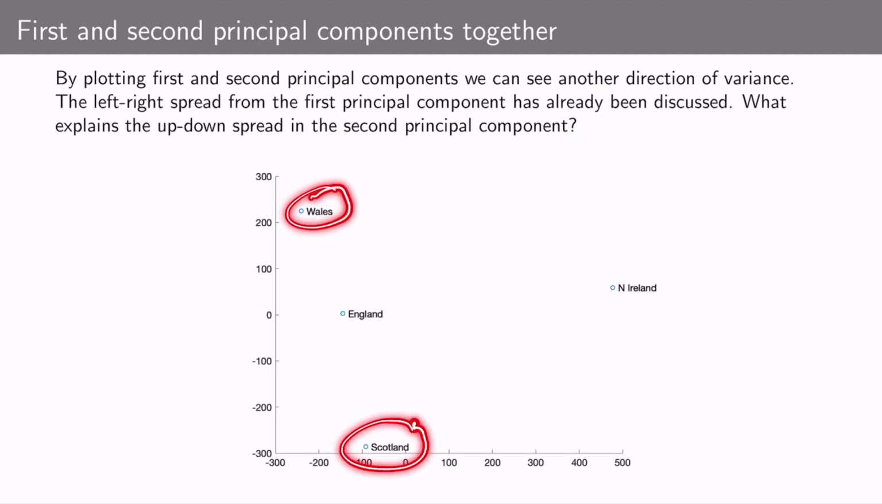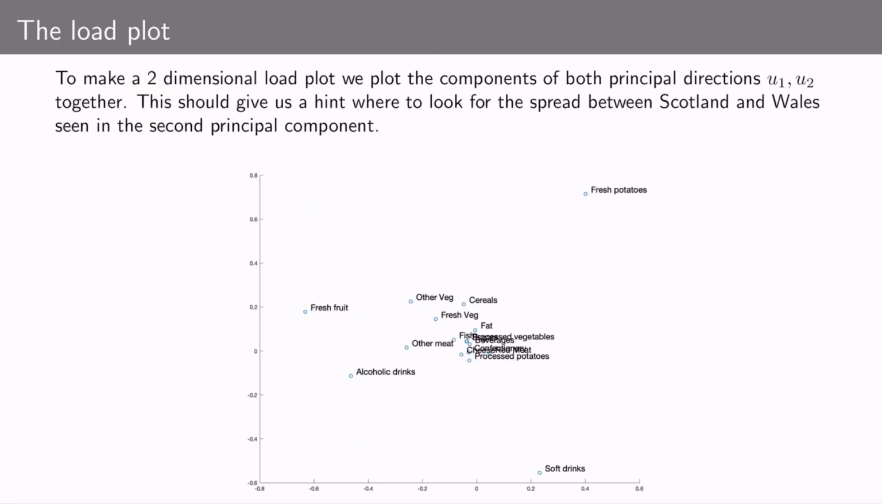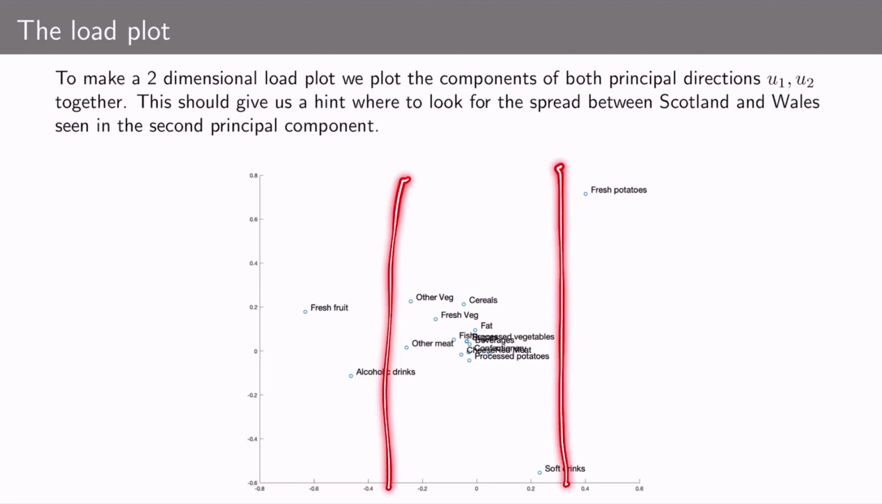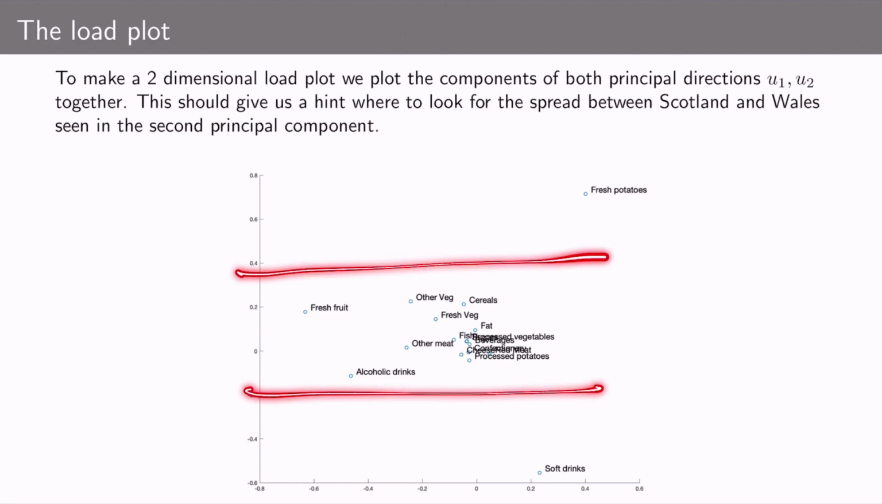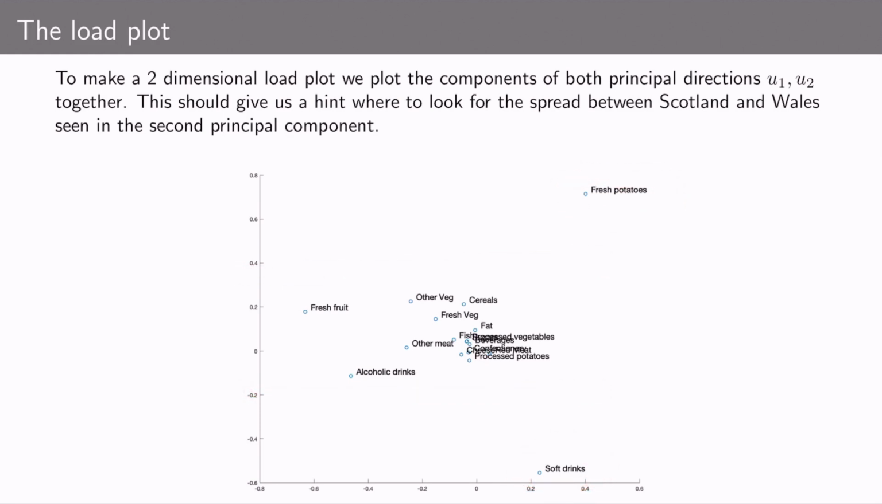To see what's causing this, let's look at a two-dimensional load plot. To create the two-dimensional load plot, we'll plot each variable using the components of u1 and u2 for its coordinates. Looking left to right, I see something I've already seen: the variables that have large components in the first principal direction, such as fresh fruit, alcoholic drinks, and fresh potatoes. Now, looking up and down, I see variables that have large components in the second principal direction. These are fresh potatoes and soft drinks. This is where I should look to try to find and explain the variance between Scotland and Wales.